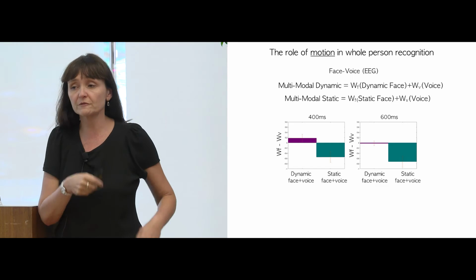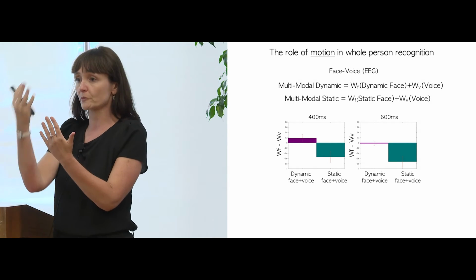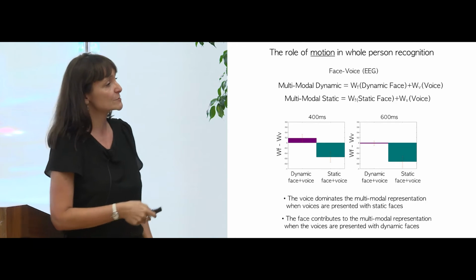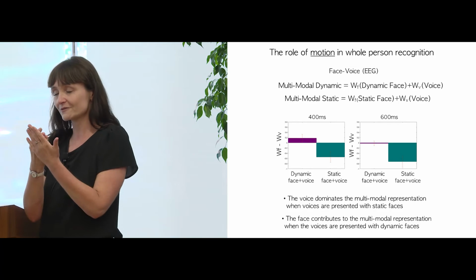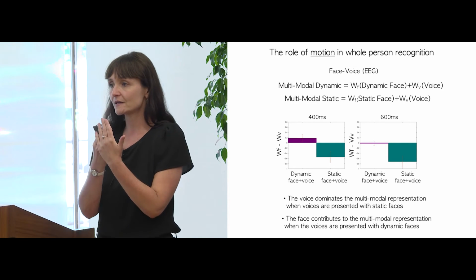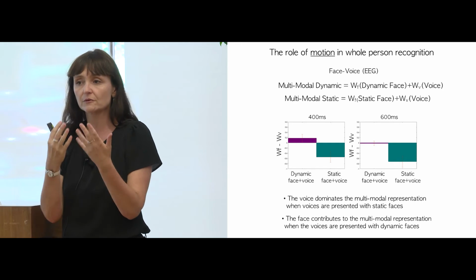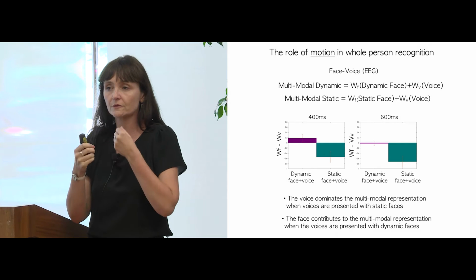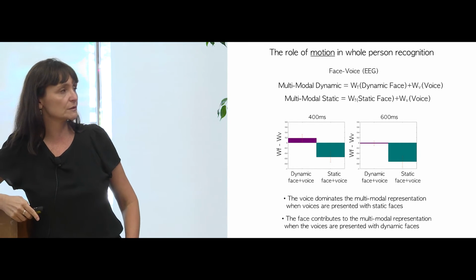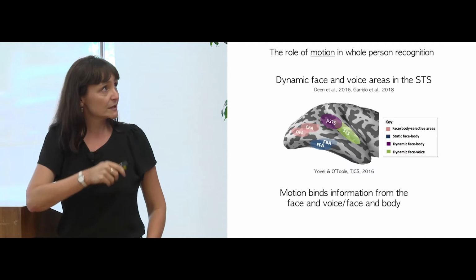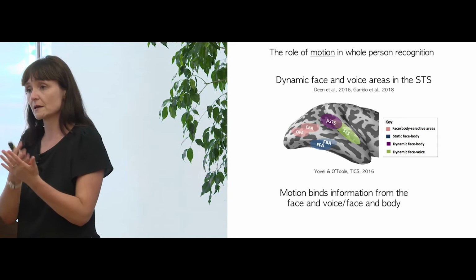And this is what we find when voices are presented with static faces. So when the voice is presented with a static face, the voice dominates the representation. But when the voice is presented with a dynamic face, we see that the weights for the face and the voice are actually similar, suggesting that, again, despite the fact that it was an unfamiliar face, it was irrelevant to the task, once we see a face together with the voice, we integrate them together, and faces also contribute to the multimodal representation.